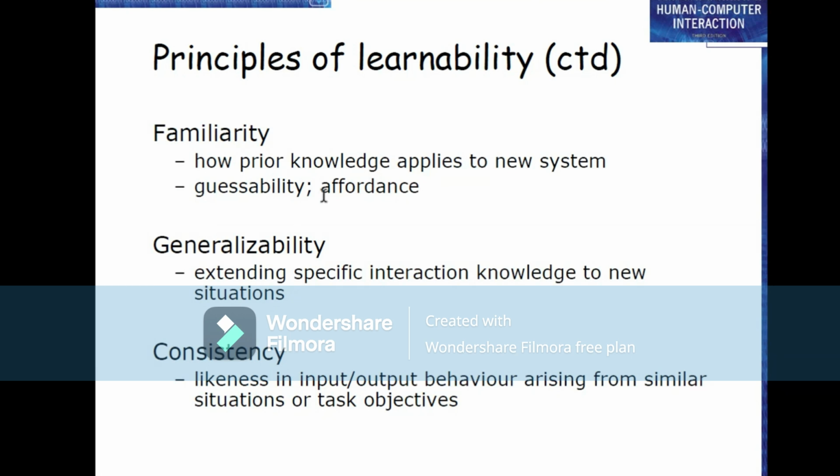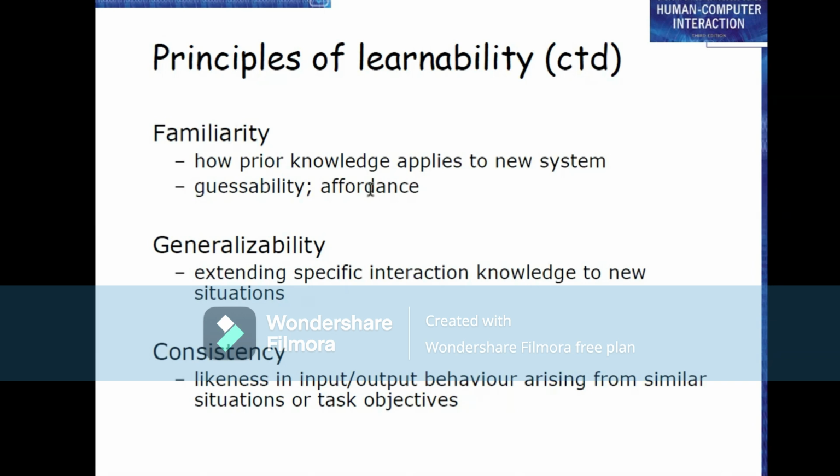Guessability means that after looking at the system, the user should be able to guess what to do next. Let's take the example of a door handle. After looking at the door handle, we get some idea of what action to perform to open it, or what action to perform to close the door, right? So that is also called affordance. Or what I can say, what is the user's first impression about the system after looking at it the first time.